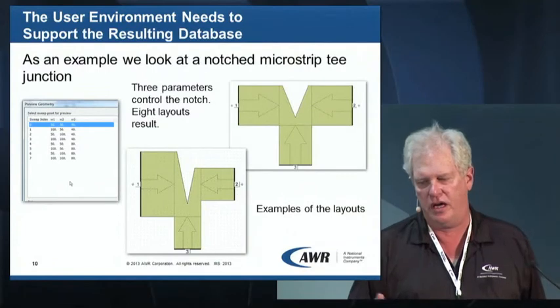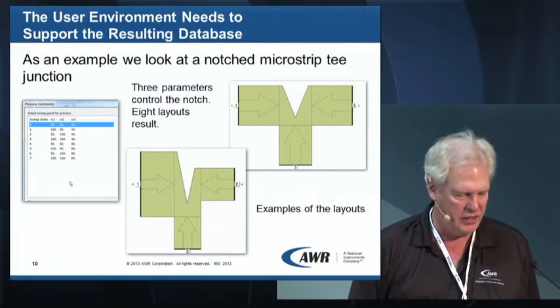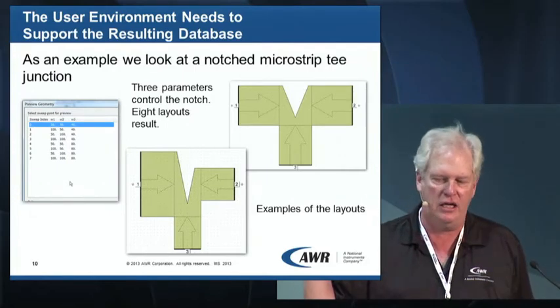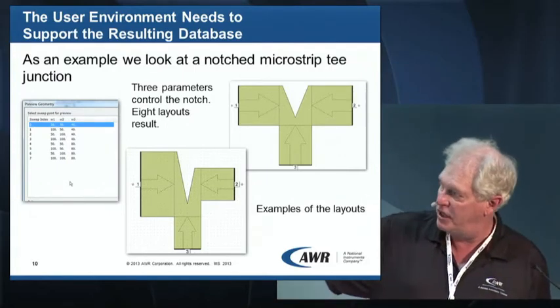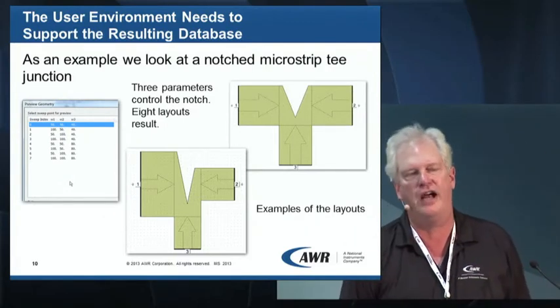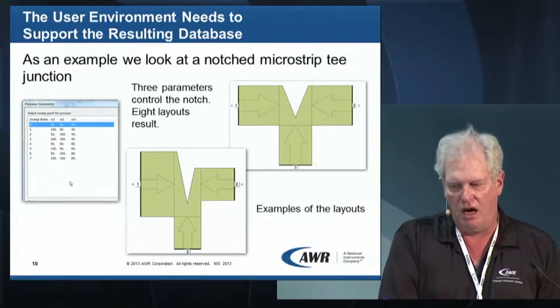This is fairly obvious. Here's an example of a notch T. Most EM simulators have some kind of parameterization. You're making a user model here. This particular one has 3 variables, 8 values of the T, and the user environment has to support it. I don't have much more to say on that.